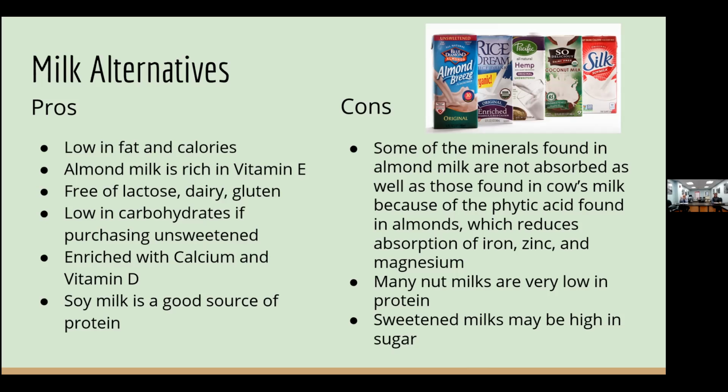The cons, though, the pros and cons now on the other side, you gotta look for those added sugars again, something sweetened. Some of the minerals in these are not absorbed as well, because of phytic acid, which is found in almonds and is not found in cow's milk, and that reduces the absorption of iron, zinc, and magnesium. Okay, so some of these micronutrients that your body needs might not get absorbed. The nut milks tend to be low in protein, and the sweetened ones may be very high in sugar.